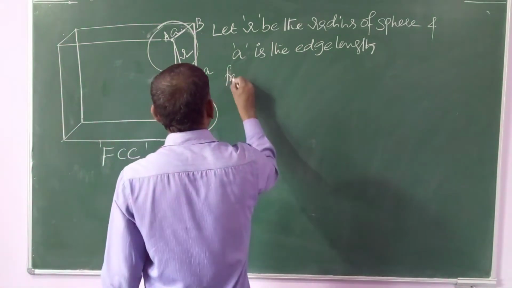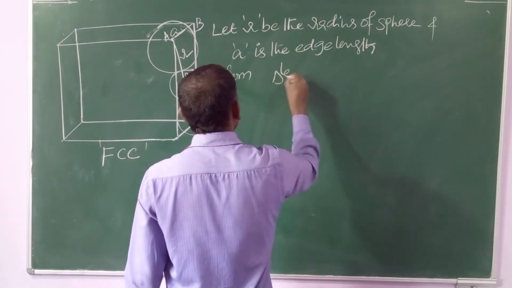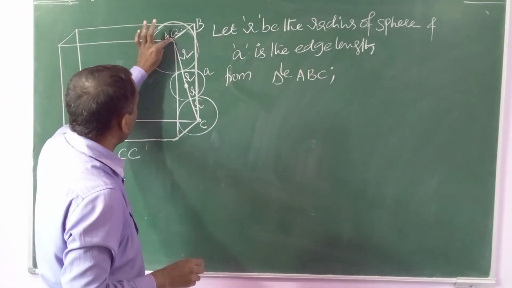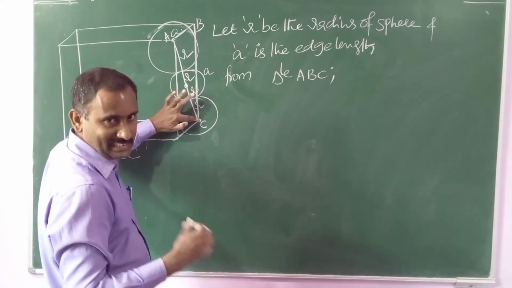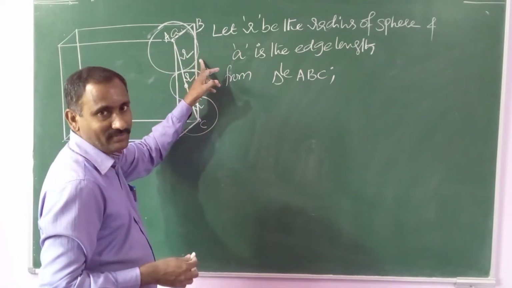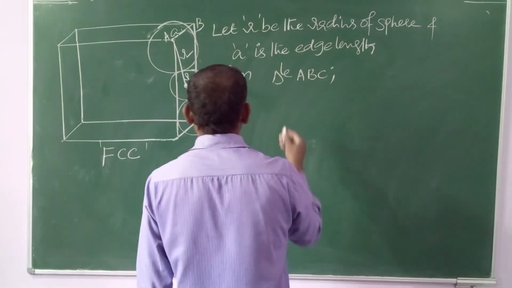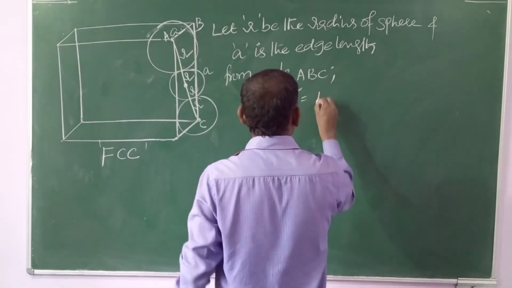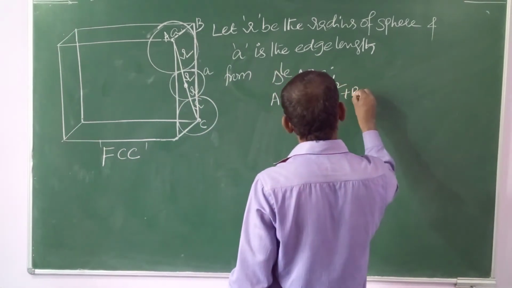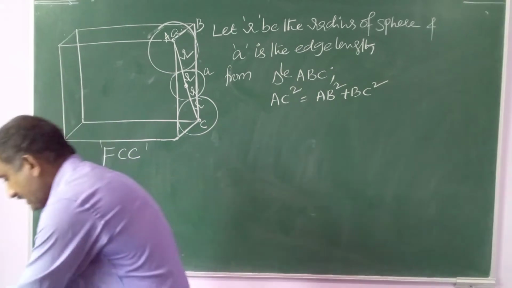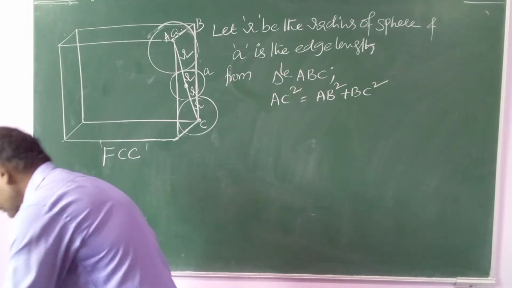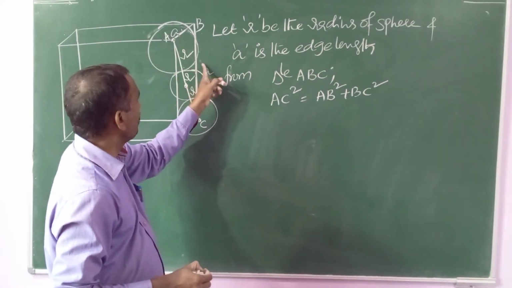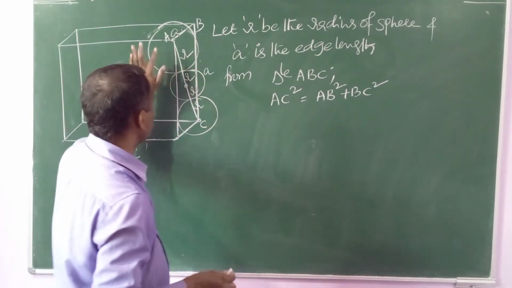Now from right angle triangle ABC, apply Pythagoras theorem, complete derivation. According to Pythagoras theorem, AC square, hypotenuse square, equal to sum of side squares. From right angle triangle ABC, AC square equal to AB square plus BC square. So according to Pythagoras theorem, hypotenuse square equal to sum of side squares. AC square equal to AB square plus BC square.